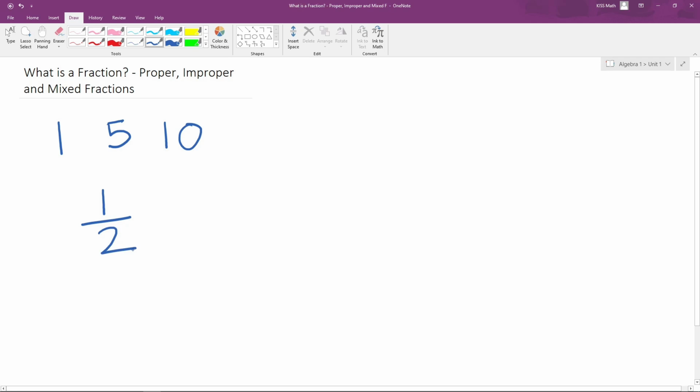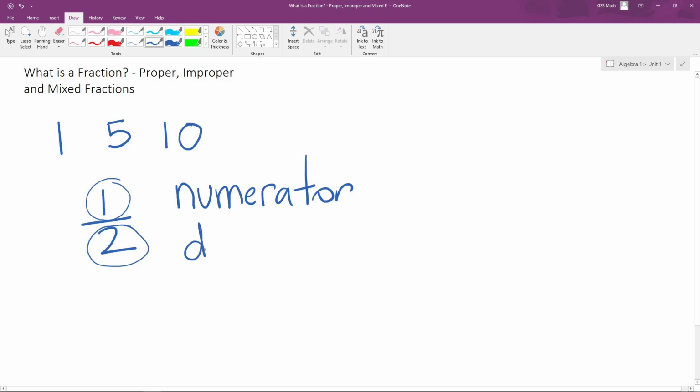1/2. And you're probably used to seeing the top number being smaller than the bottom number. And if that's the case, we like to call this a proper fraction. The top number here is called the numerator, and the bottom number here is called the denominator.